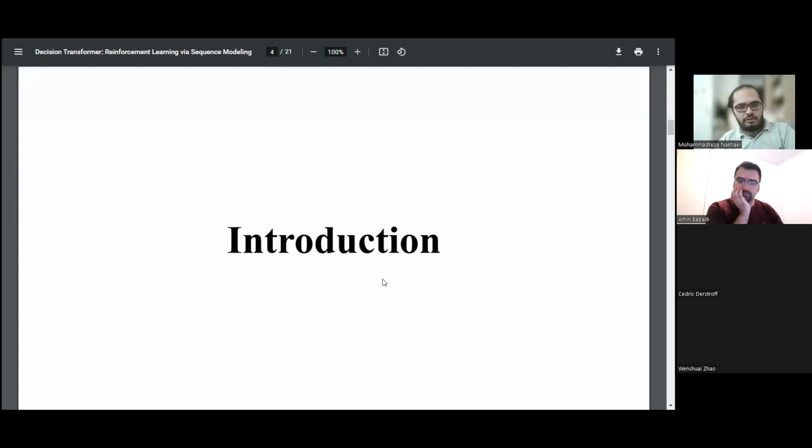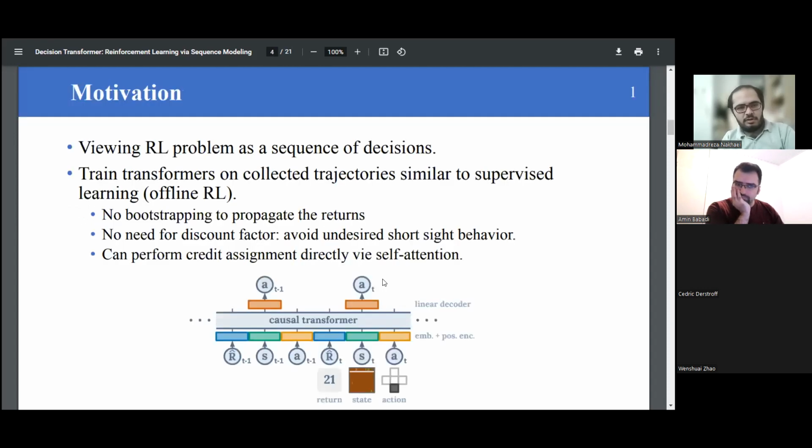Here comes the introduction part. What is the motivation behind this paper? As you know, we can see reinforcement learning as a sequence of decisions. In each time step, the agent observes some states, takes an action, and a reward function is computed. So reinforcement learning is a sequence by nature. The idea is that we can train transformers on collected trajectories similar to supervised learning.